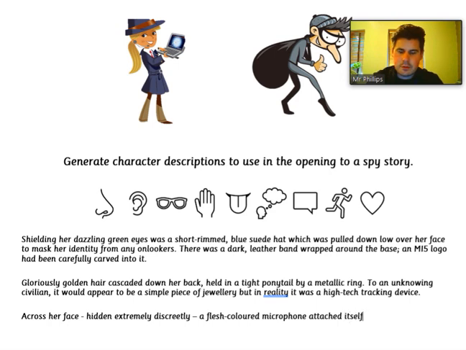Itself. Now was attached, I have to use was. Attached to her earpiece. Okay. It's hard now. I'm at the end. I'm trying not to repeat any of my structures. I have to really think about the way I construct the sentences. Across her face, hidden extremely discreetly, a flesh-coloured microphone was attached to her earpiece.